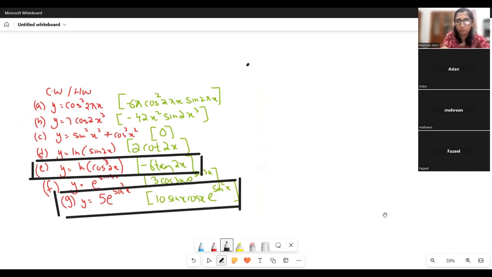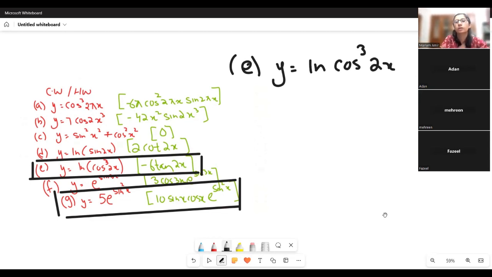Okay, I'm going to do E quickly. E is y equals ln cos cube 2x. All right, so we start with differentiating ln fx. And what's the derivative of that? Because this 3 is not on the entire function, it's just on cos, we can't start with fx power n's derivative. Instead, we're going to take the derivative of ln fx, which is 1 over fx times f prime x.